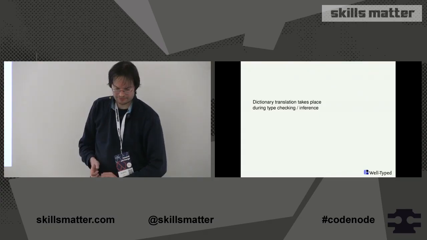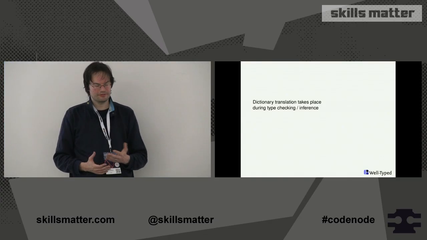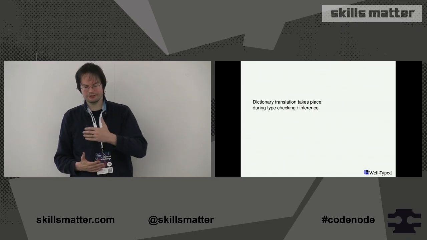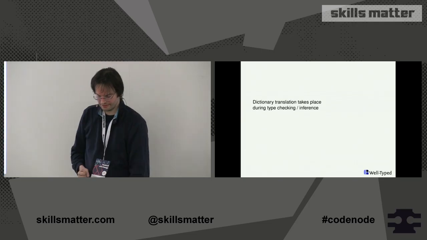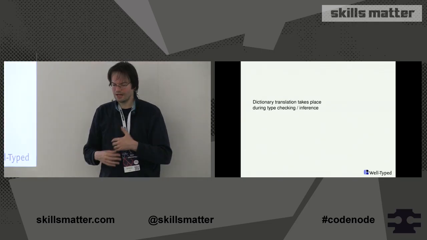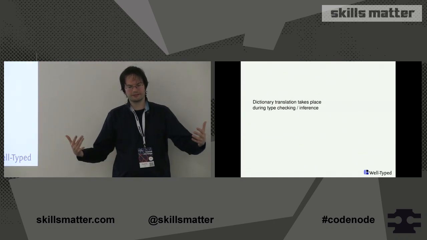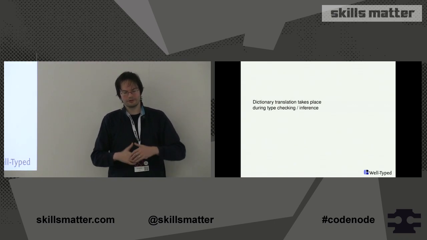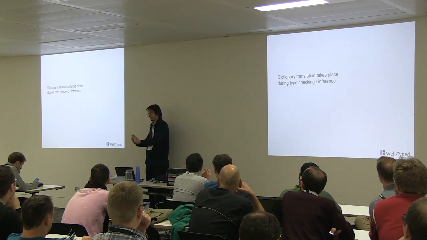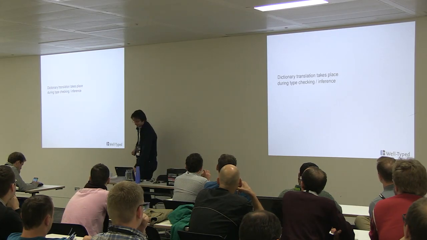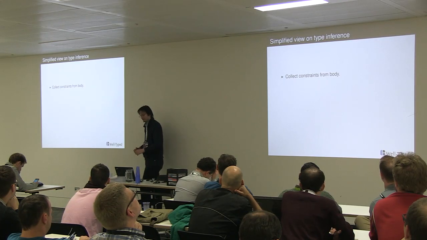So I briefly want to go into the type inference aspect. The dictionary translation actually takes place as a part of type checking and type inference. And that's an interesting technique that you see in other type system fields as well, called type-directed translation. So you're looking at the types, and depending on the outcome of type checking, you're constructing parts of the translation. And I'm going to give only a very simplified view on how that works.